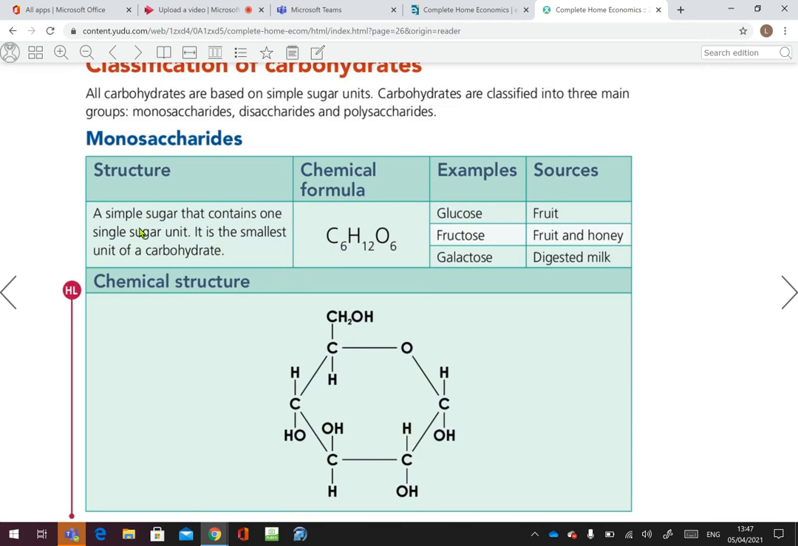So monosaccharide is a simple sugar. It contains 1 single sugar unit and is the smallest unit of a carbohydrate. So its chemical formula is just like we did there with photosynthesis, C6H12O6. And there are 3 examples you can give for monosaccharide. This might come up in a short question. So glucose is found in fruit, fructose is found in fruit and in honey, and galactose is found in digested milk. So after your tummy has digested the milk, it ends up as being galactose. Okay, and all of these are arranged differently, but they have 6 carbons, 12 hydrogens, and 6 oxygens in each.